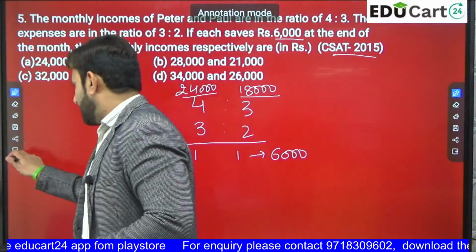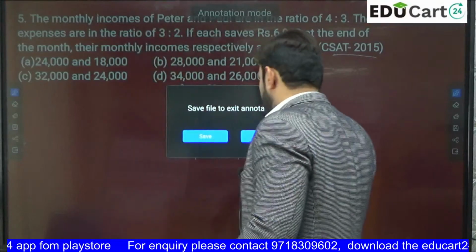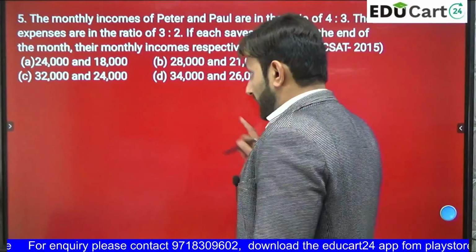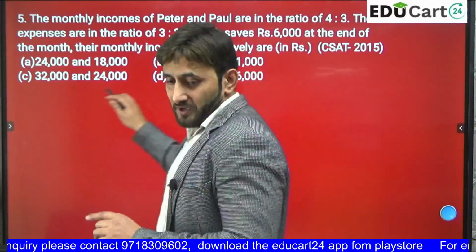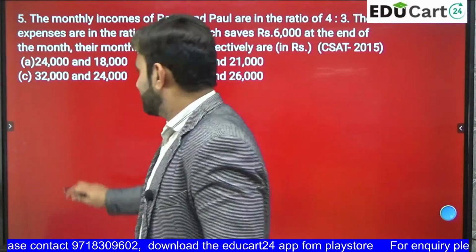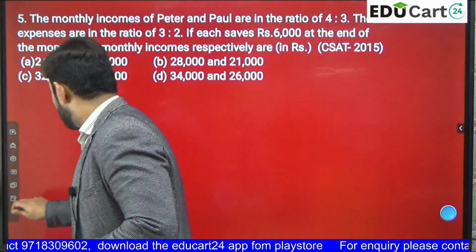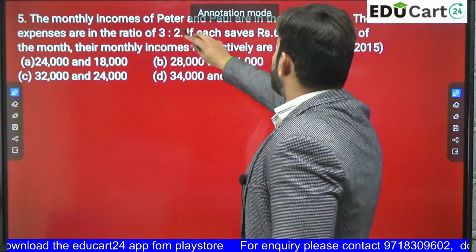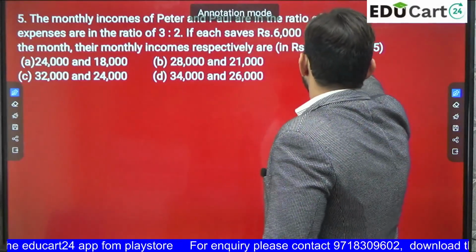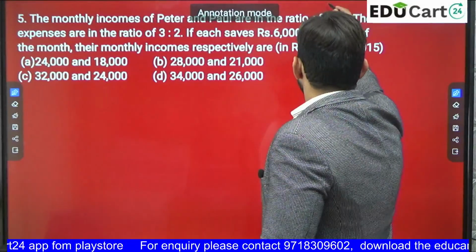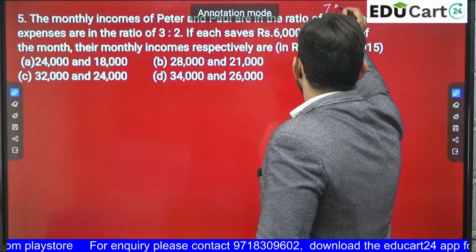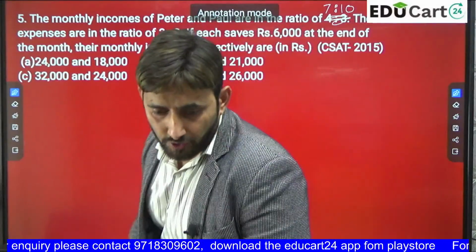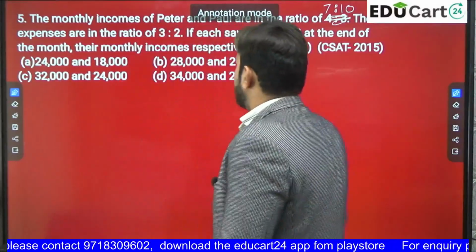But now, let me give you a question in which I will change the data. Now, if I am changing the data, obviously options will also get changed. So let the monthly income ratio be, suppose, 7:10. Income ratio is 7:10.